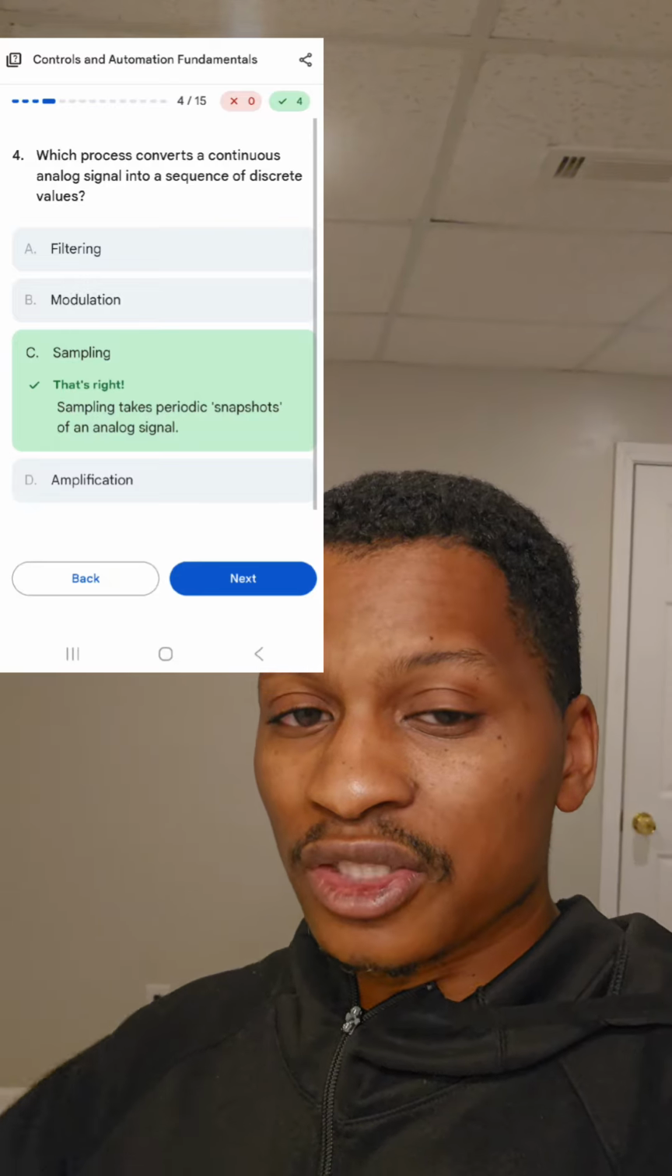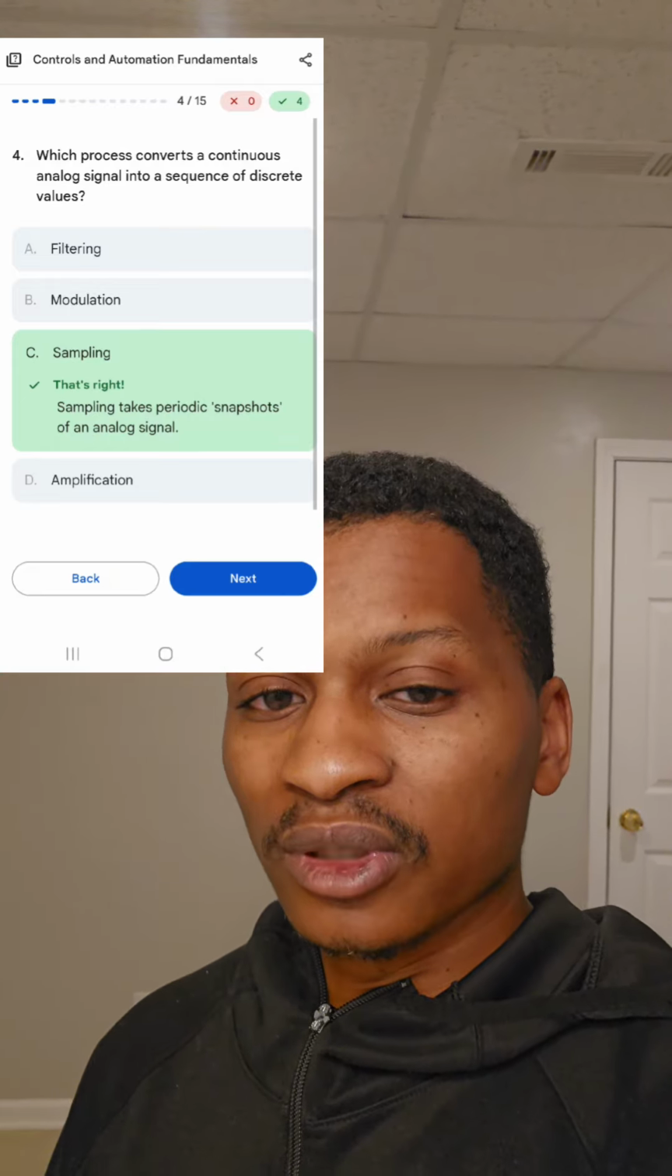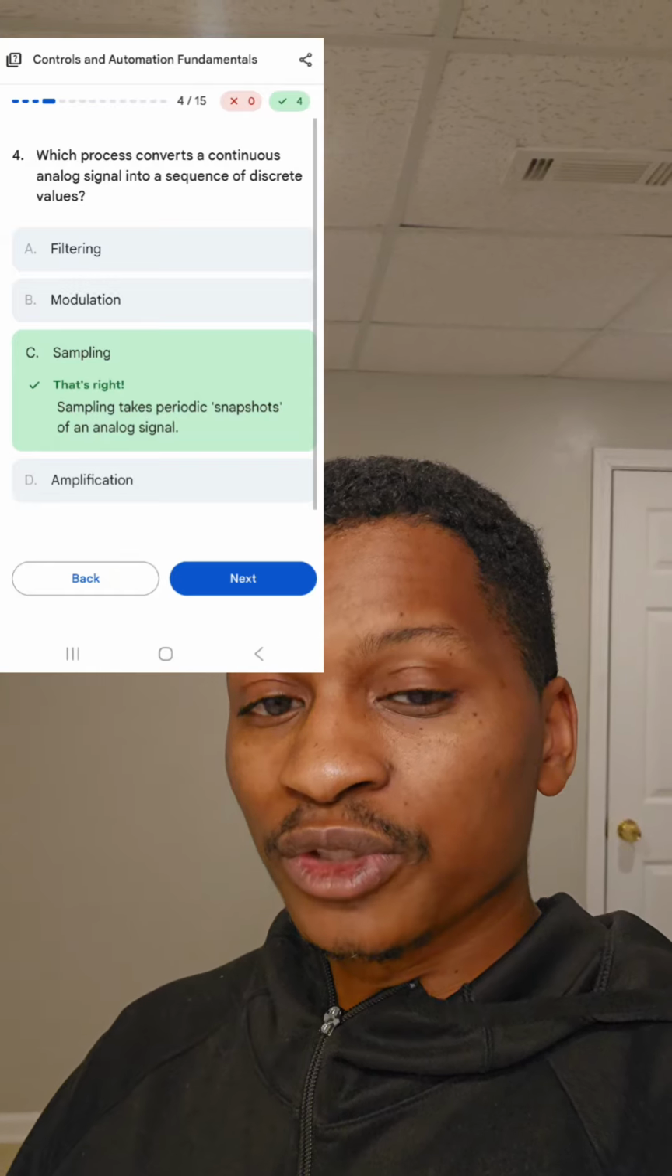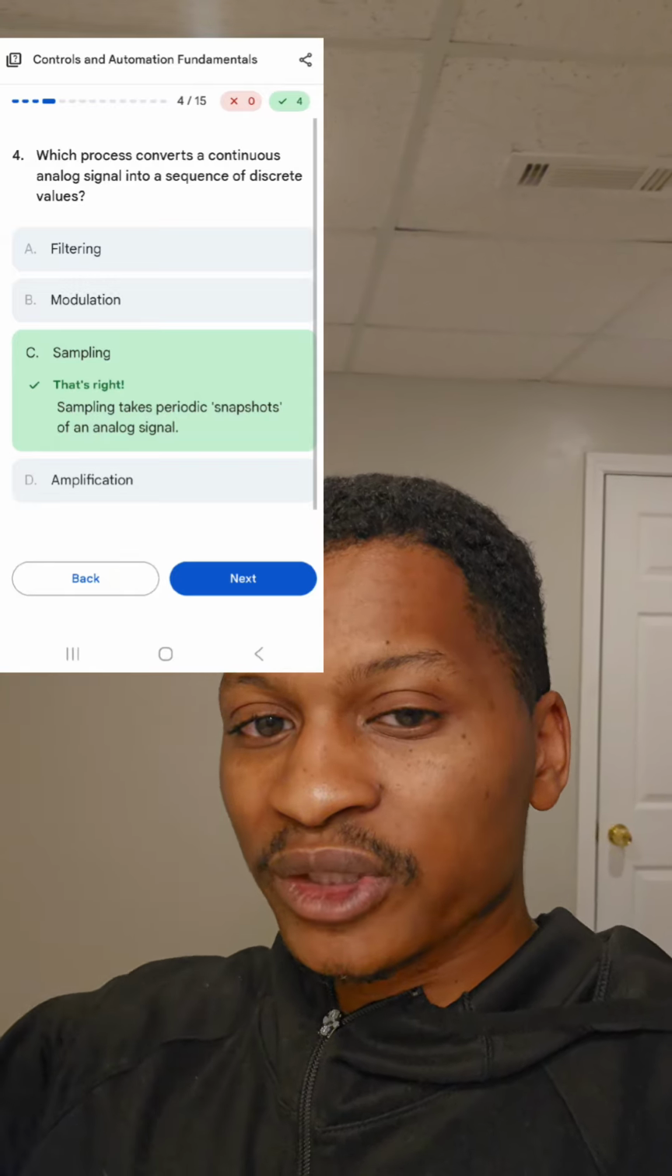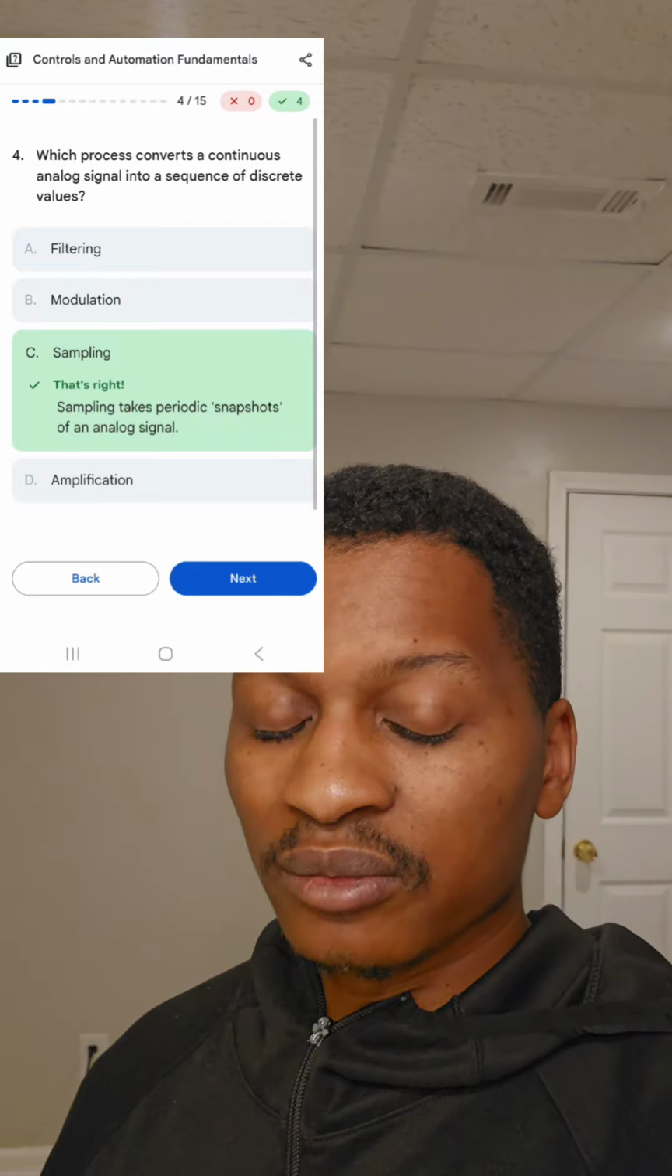So if you want to take a continuous signal and convert it into discrete values, you have to sample the analog signal because it's continuous and always changing. So you sample it at different points in time, and from there you can build a discrete signal. So pretty cool stuff.